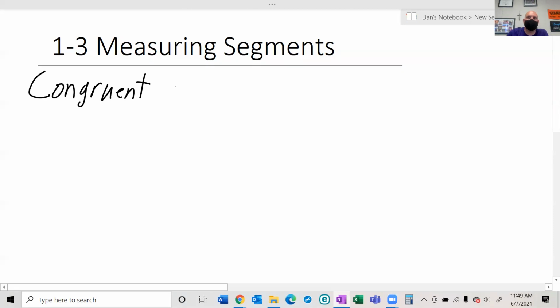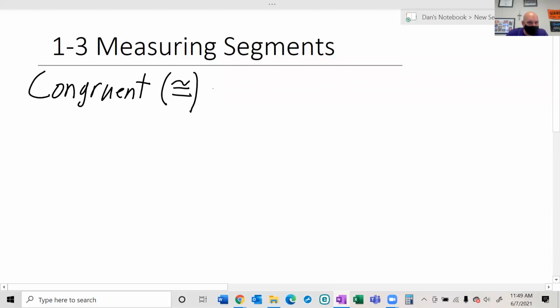The symbol we use for congruent is an equal sign with a little squiggly line above it. Anything I write, you have to write. That's like a mandatory thing. So from now on, I'm going to say congruent, but I'm going to write that symbol. Okay? So that symbol is for the word congruent.